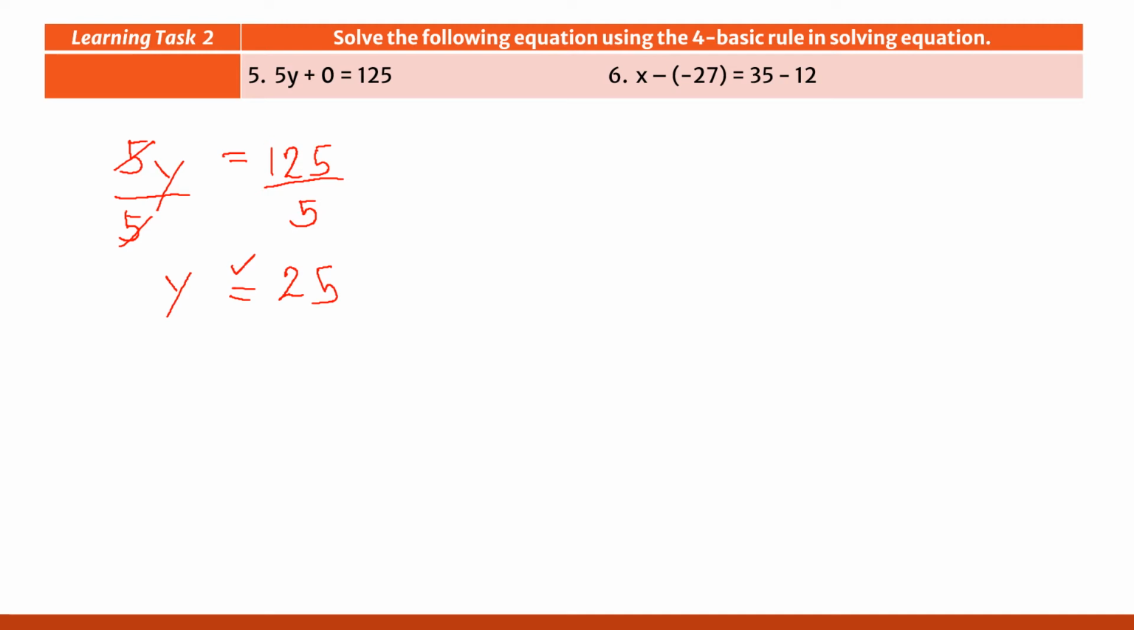Okay? Problem number 6. x minus negative 27 is equal to 35 minus 12. So, if you still remember, kapag nagdoble yung sign na ganito, minus negative, so alam natin dapat na yun ay nagiging positive. Kaya, we will now have this problem x plus 27.